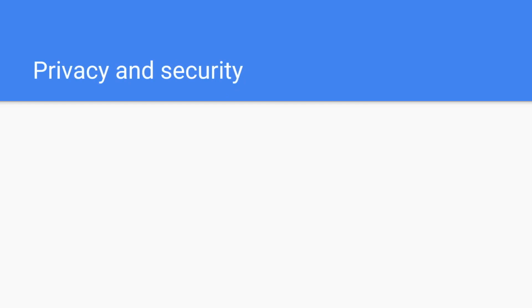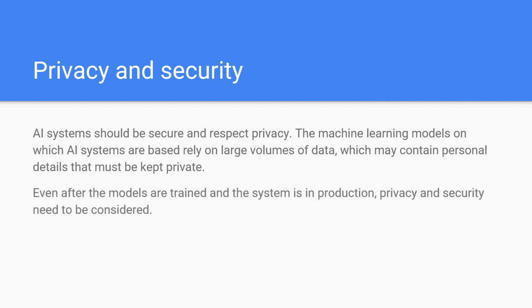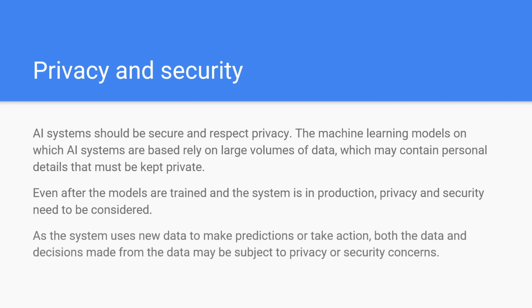We have privacy and security. AI systems should be secure and respect privacy. The machine learning models on which AI systems are based rely on large volumes of data, which may contain personal details that must be kept private. Even after the models are trained and the system is in production, privacy and security need to be considered. As the system uses new data to make predictions or take action, both the data and decisions made from the data may be subject to privacy or security concerns.